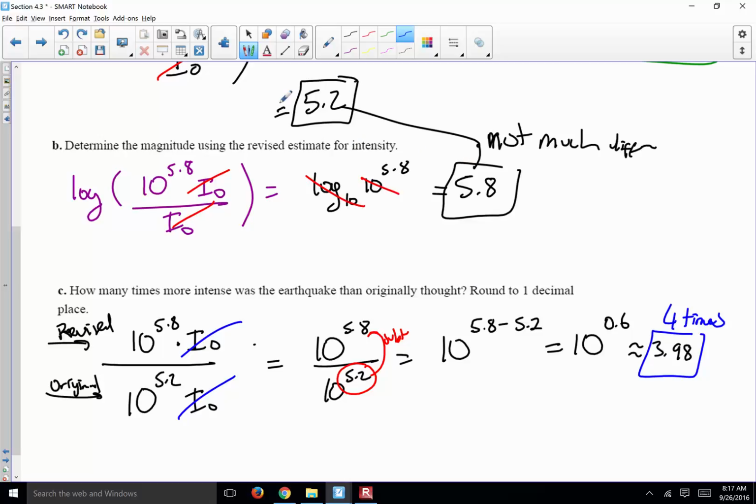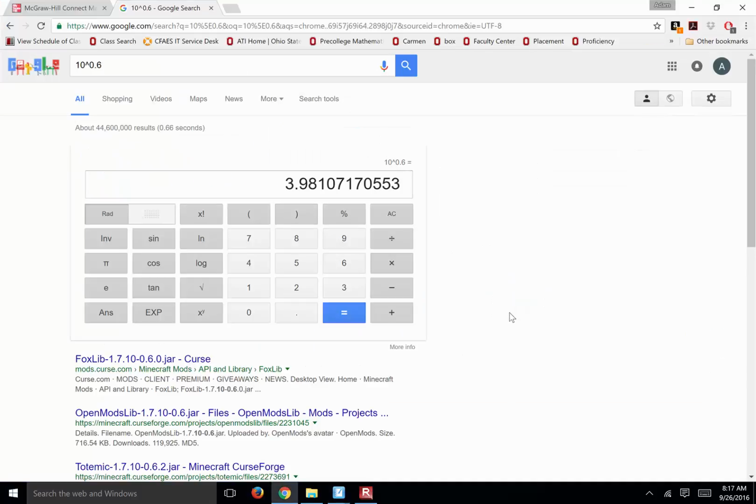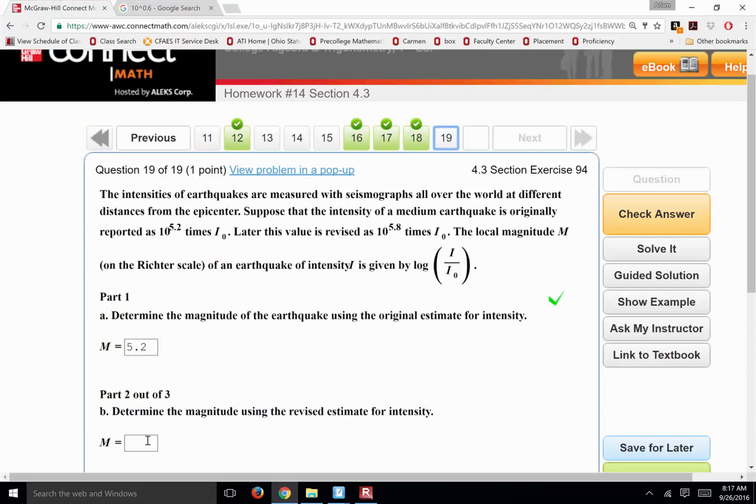Why don't we just set it at 5.2? Why do we need to revise? Because that little difference in the decimals makes a huge difference when you change it into base 10. Okay? Alright, 3.98, I rounded to 4 because it says 1 decimal value. That's what we're going to enter into the second one.